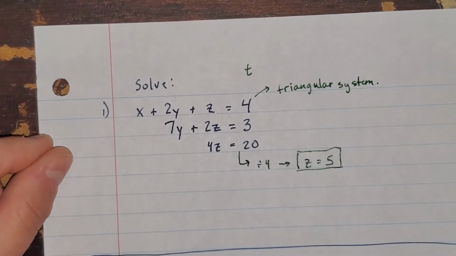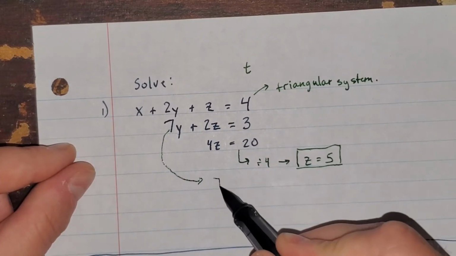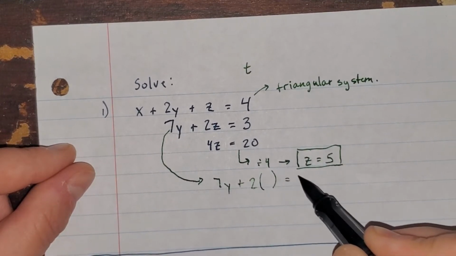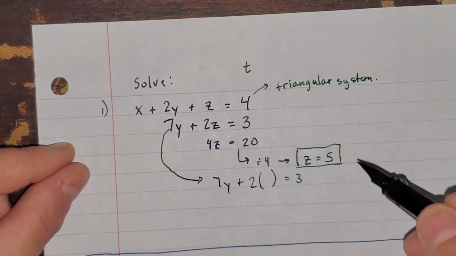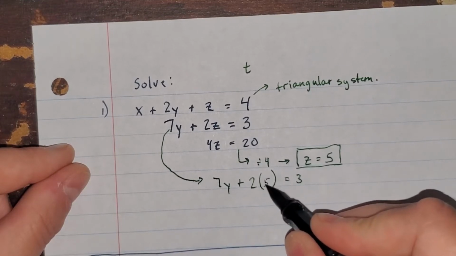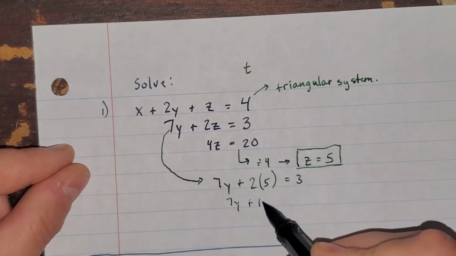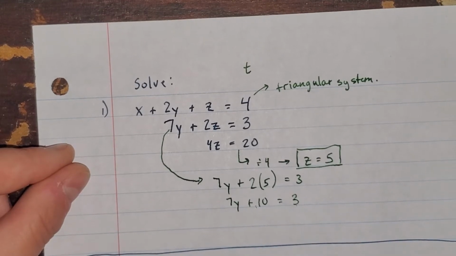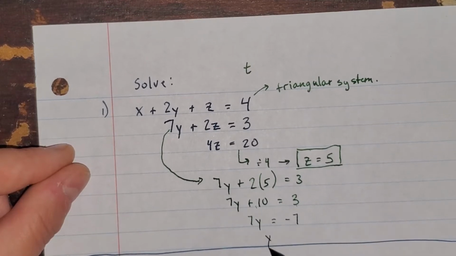That's a final answer. Now, I'm going to take this second equation and I'm going to say 7y plus 2z equals 3. And notice what I did there. Instead of putting the letter z, I put parentheses because I know z is equal to 5, so I'm going to put a 5 in there. All right, cool. Well, I know that 7y plus 10 equals 3. I'm going to subtract 10 from both sides. That's going to give me 7y equals negative 7. And if we divide by 7, we get y equals negative 1.